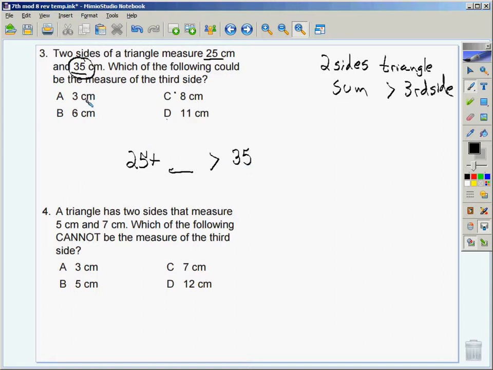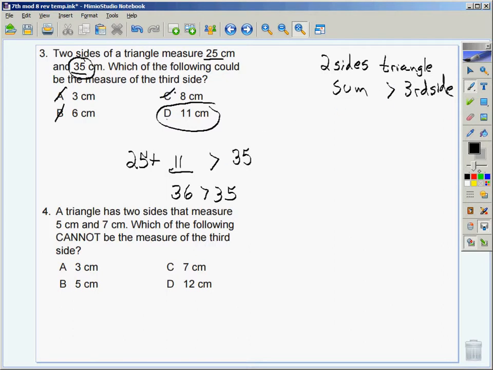If I added 3, it'd give me 28. It's not larger. If I added 8, it'd give me 33. It's also not larger. If I added 6, it'd give me 31. It's also not larger. The only number that will work to make a triangle then is 11, because 25 plus 11 is 36, which is in fact bigger than 35.